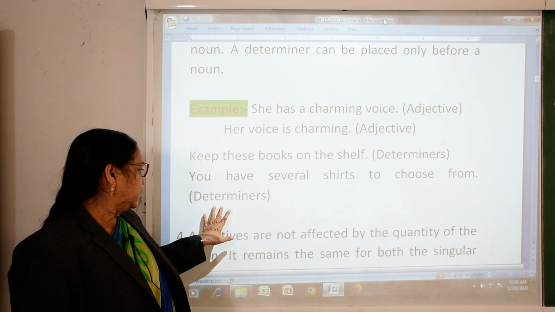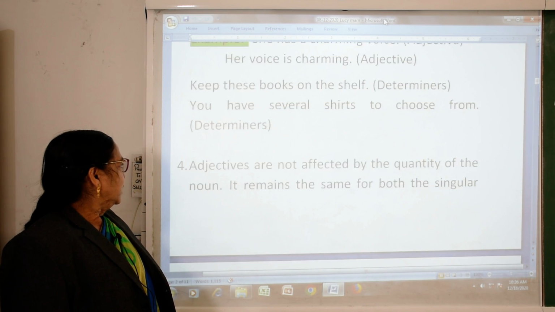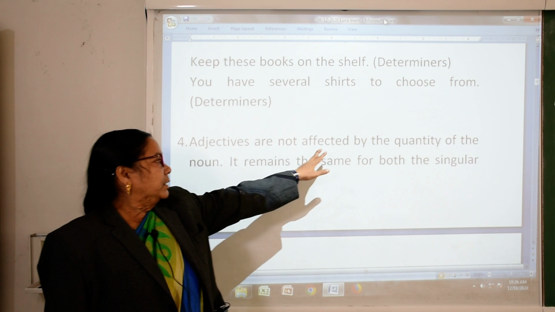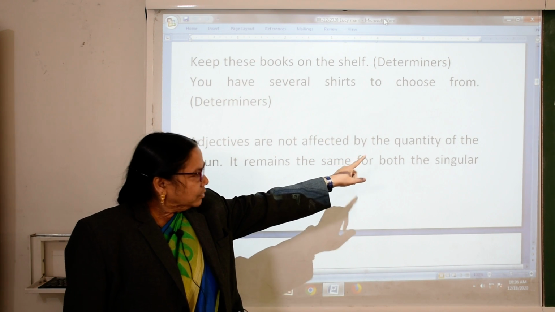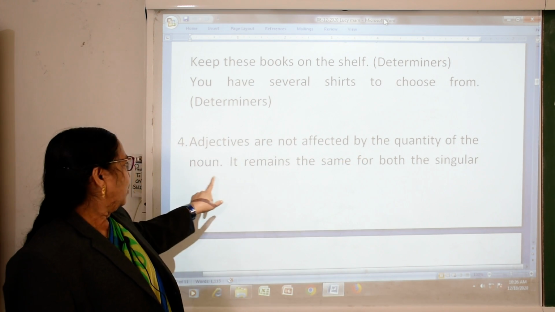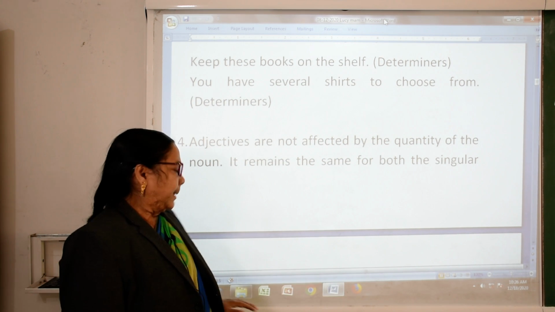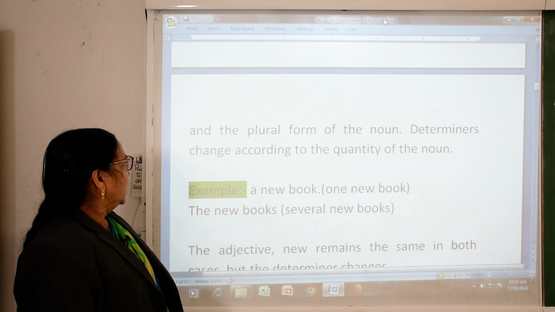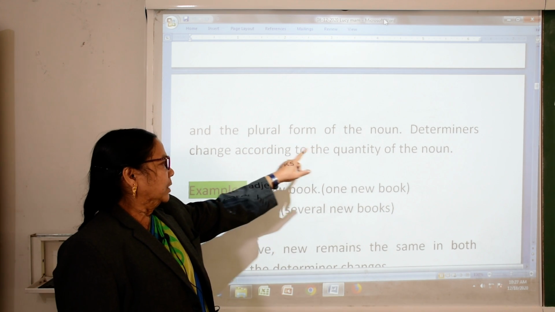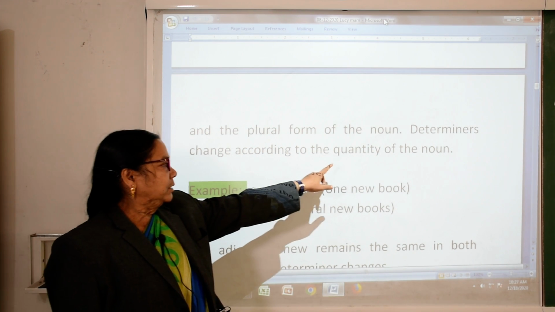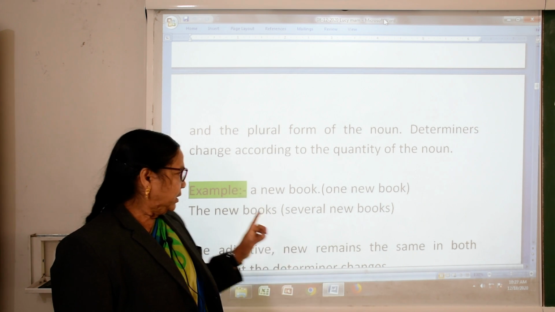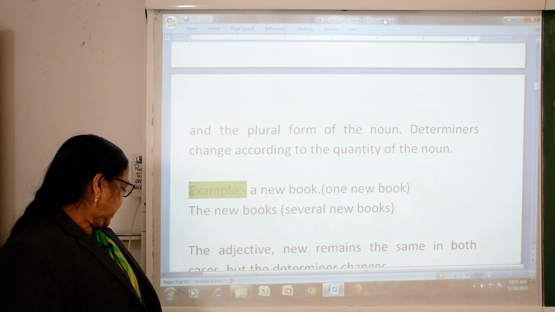Now, adjectives are not affected by the quantity of the noun. The adjective remains the same for both the singular and the plural form of the noun. Determiners change according to the quantity of the noun. We will see this in an example.